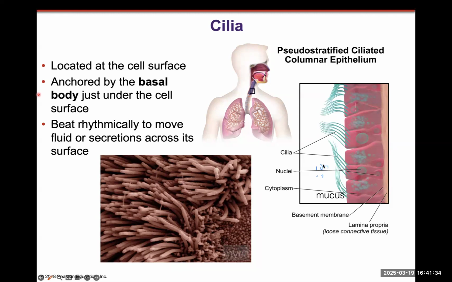In this case, it's going to move fluid secretions past your cells to go somewhere else. Another place you have this happening is in the fallopian tubes. That's how the eggs get moved from one end to the other end in the fallopian tubes. So this is located at the cell surface. They're anchored by a basal body just under the cell surface, and then they beat rhythmically to move fluid or secretions across its surface.